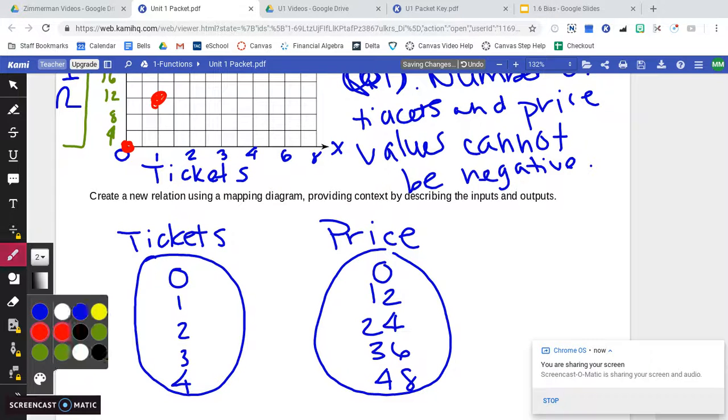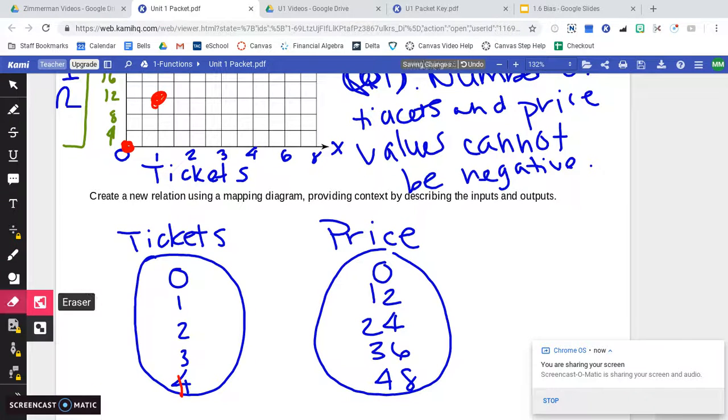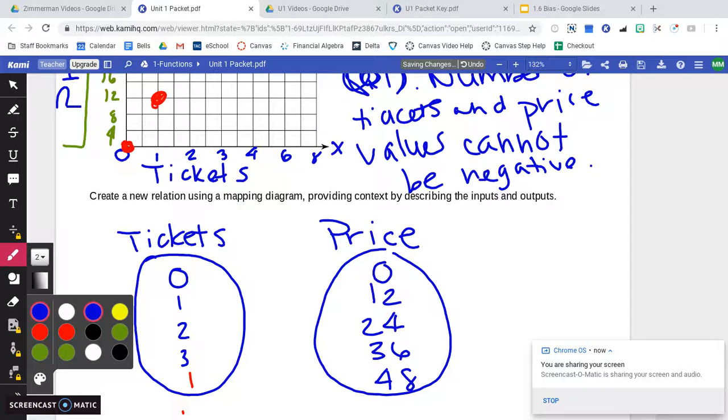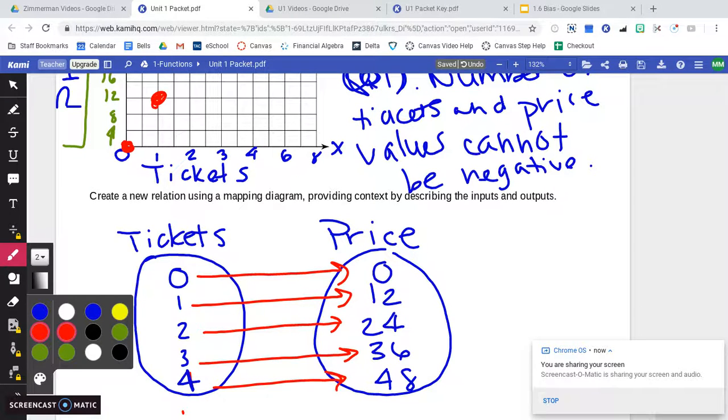So remember, with the mapping diagram, we go least to greatest. So that looks good in the tickets. 0 is the least, 4 is the greatest. And then same thing with the prices, least to greatest. It's already set up. It just works out that the inputs directly match to the price across from them as outputs.